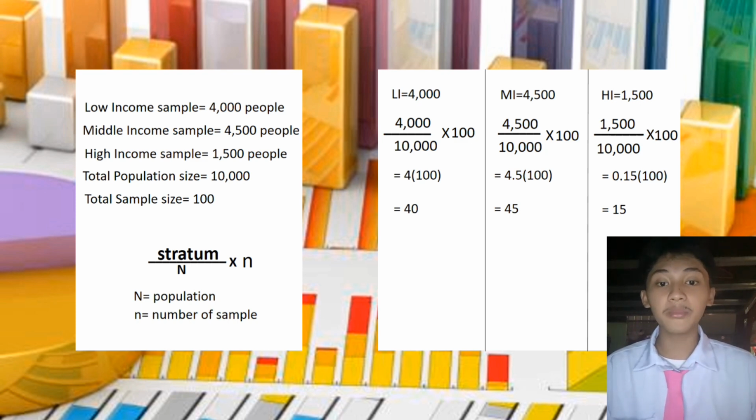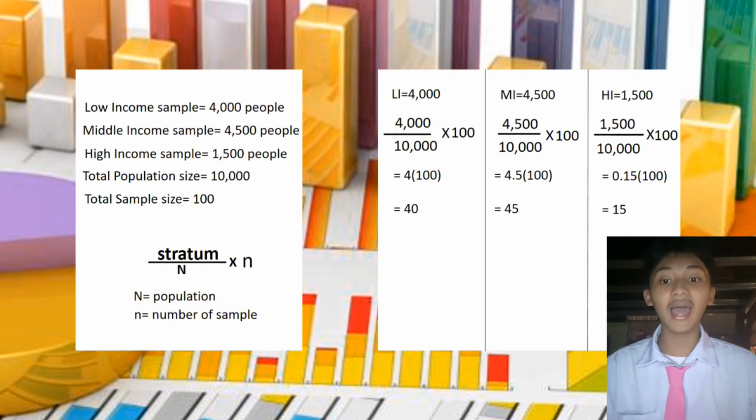So the first step is, of course, we need to identify the given, like what we did in low income sample, which is the stratum is 4,500 over n, 10,000 times number of sample, which is 100. So 4,500 divided by 10,000 is equal to 0.45 times 100, which is 45.